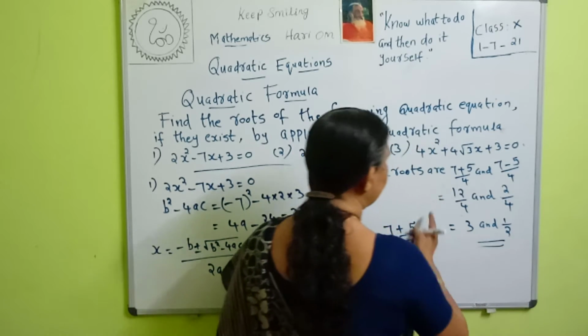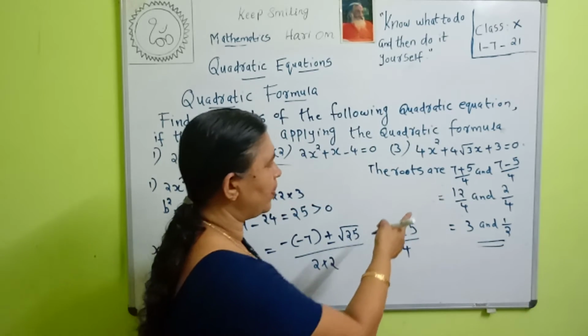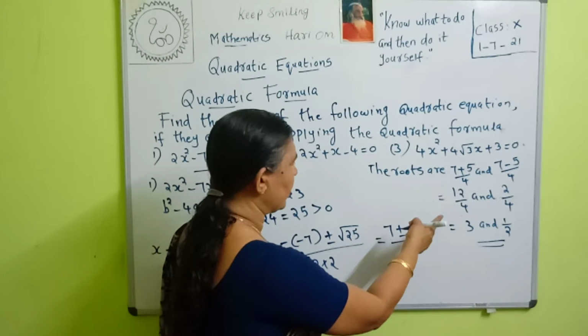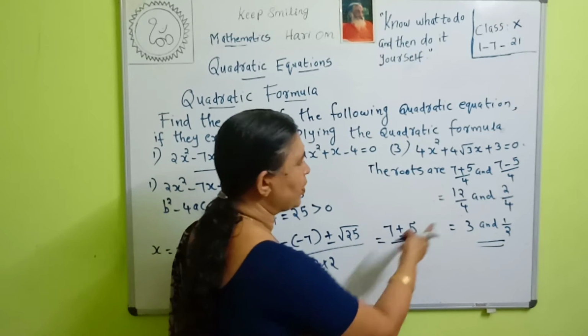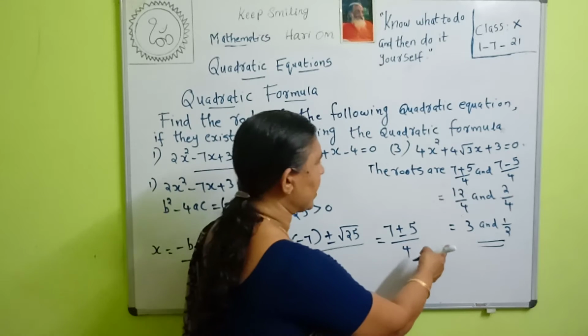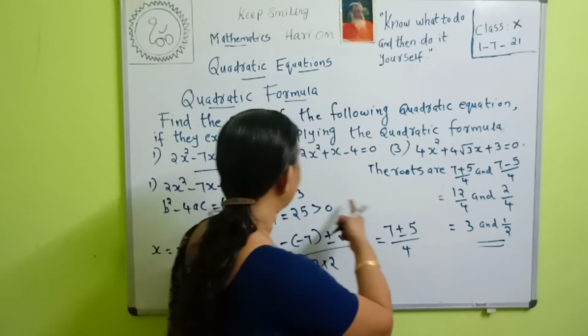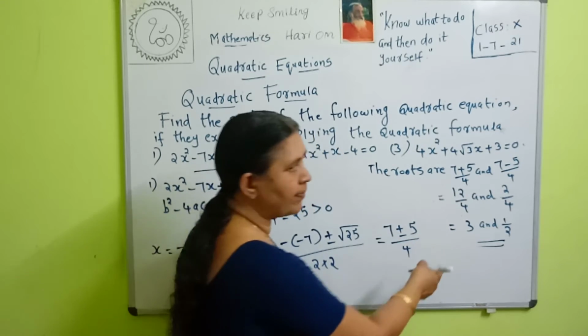Therefore the roots are 7 plus 5 by 4 and 7 minus 5 by 4. That is 12 by 4 and 2 by 4. Then what are the roots? 3 and 1 by 2. The roots of the quadratic equation are 3 and 1 by 2.